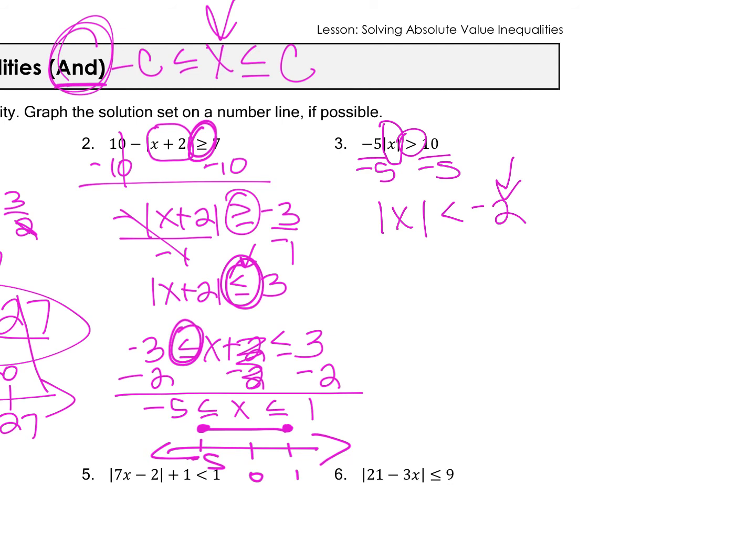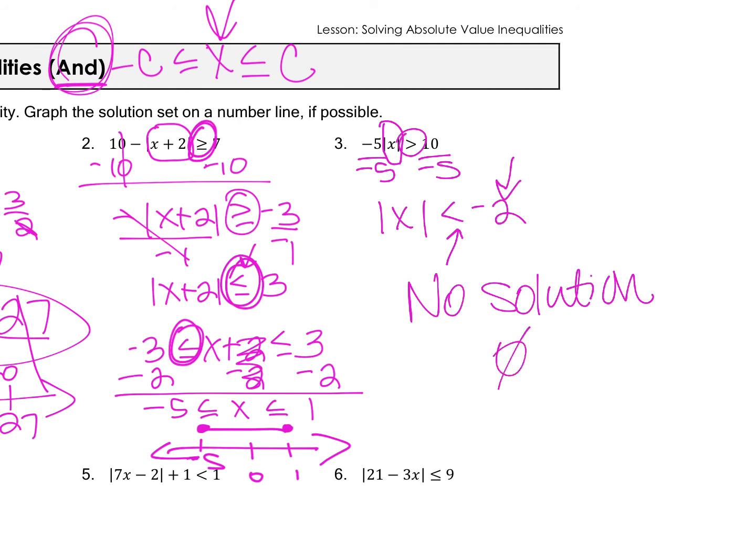So it says the absolute value of x, we want to figure out what we can plug in here for it to be less than negative 2. It's never going to be less than negative 2. So this would be a no solution, because anytime we take the absolute value of x, we're going to get a positive number.